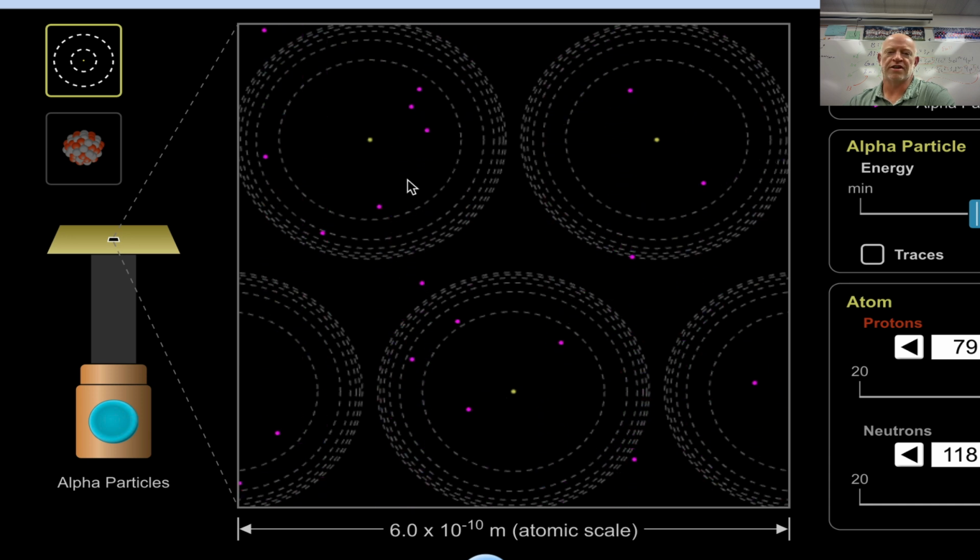Because of all these deflections, they were able to measure them on a screen. And as a result, they said, well, wait a minute. Most of the time it goes straight through, but every once in a while we get these weird deflections. There must be something very massive, lots of mass, but tiny, inside that atom where all that mass is at. So that's how they were able to find the nucleus, basically by beaming some things called alpha particles at really, really, really thin gold foil. Kind of cool.